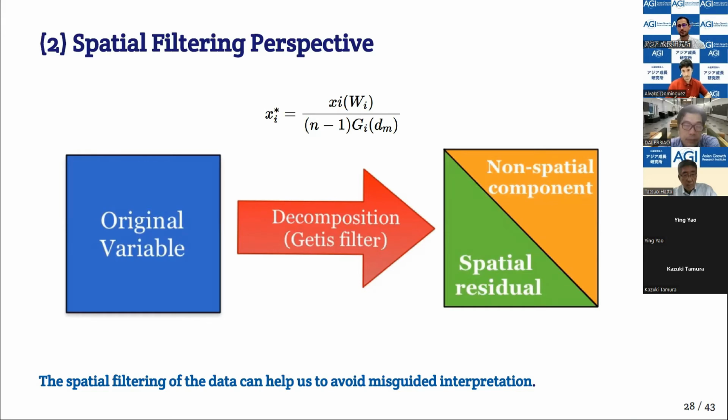Why? Because sometimes when you run regressions, the traditional OLS regressions, you find that the error component of your regressions is autocorrelated, is not random. And that's one of the assumptions of OLS. We can avoid such type of misguided interpretation by using spatial filters.